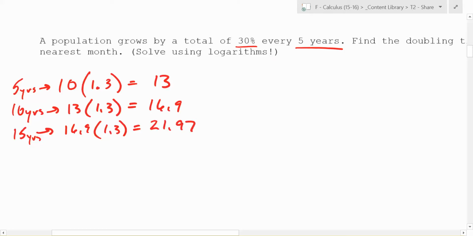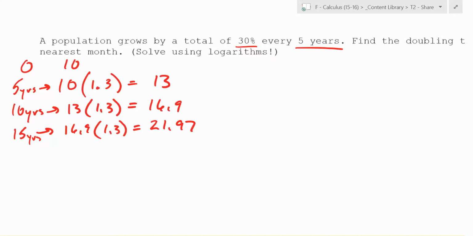Okay. So what does this tell us? We started with, at 0 years, how many? Population was 10, right? After 5 years, what was our population? 13. After 10 years, what was our population? 16.9. And after 15 years, what was our population? 21.97. Our initial population was 10, and now it's 21.97.